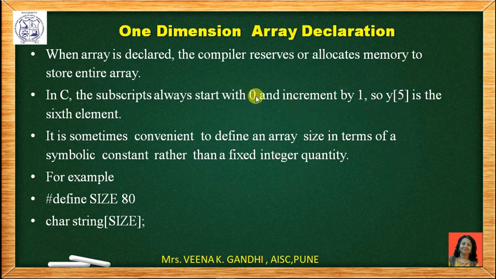It is sometimes convenient to define an array size in terms of a symbolic constant rather than a real quantity. For example, #define SIZE 80, and if I declare an array string of type char with square brackets, instead of mentioning a positive constant, I can mention the symbolic constant SIZE here. So in future, if I want to modify the array size, I only need to change the value of the SIZE symbolic constant.